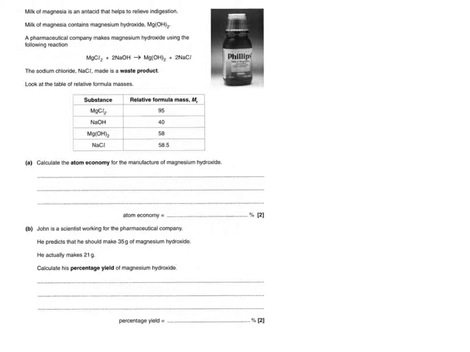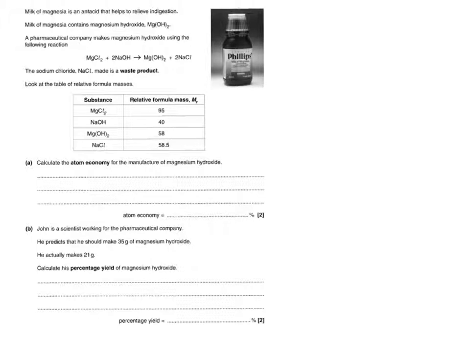Let's look at this typical exam question for atom economy and percentage yield. First, let's look at the information that's given in the question. We're told that milk of magnesia contains magnesium hydroxide and that the pharmaceutical company makes the magnesium hydroxide using this reaction. We're also told that sodium chloride is a waste product. From all of this information, we can then guess that magnesium hydroxide must be the desired product. Going to need that in a moment.